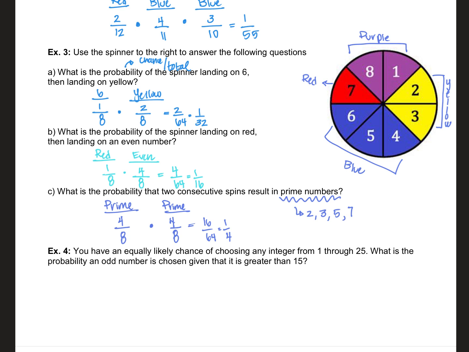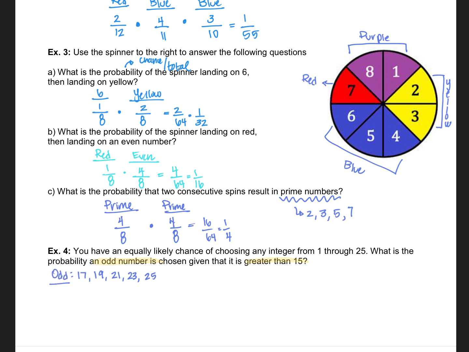Not only are we selecting an odd number, but that odd number we're selecting has to be greater than 15. So if we're thinking about our values 1 through 25 that are odd and greater than 15, if we start at 15, we can't include it because it doesn't say greater than or equal to. The next odd number would be 17, 19, 21, 23, and 25. So there's all of my odds right there.